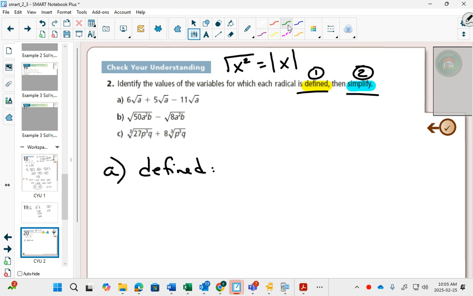So, where is it defined? We have a square root. First of all, it is an even index. So this is going to be a possibility of a problem. What can't we do? We can't take square roots of negatives. So can you see that if A is negative, that would be bad, so A has to be bigger than or equal to 0.